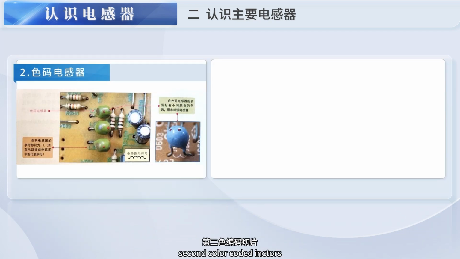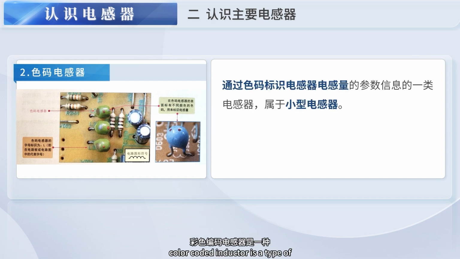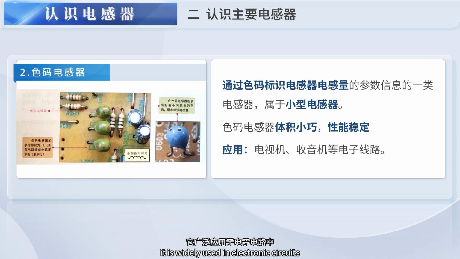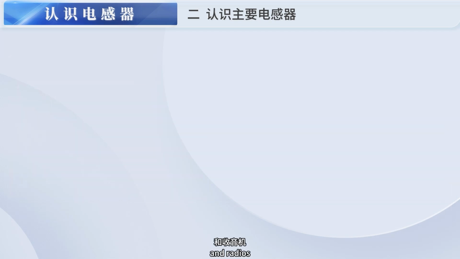Second, color-code inductors. A color-code inductor is a type of inductor that indicates inductance value and parameter information by color codes. It is the same as the color-ring inductor and belongs to small inductors. Usually the color-code inductor is small in size and relatively stable in performance. It is widely used in electronic circuits, such as televisions and radios.